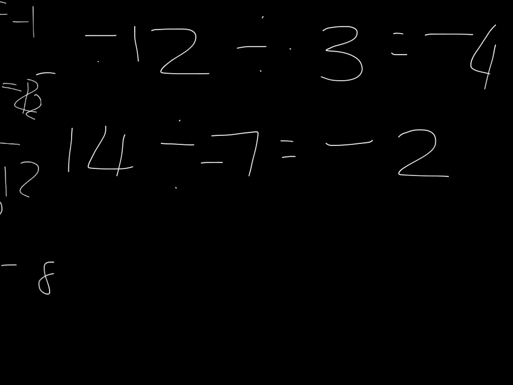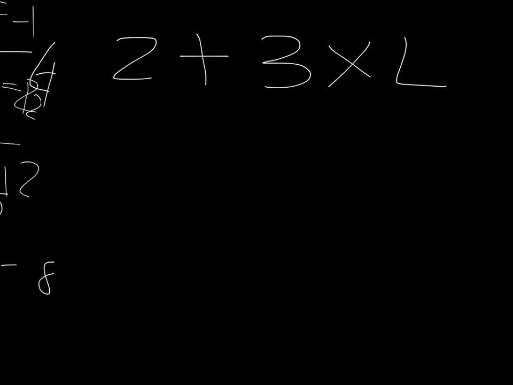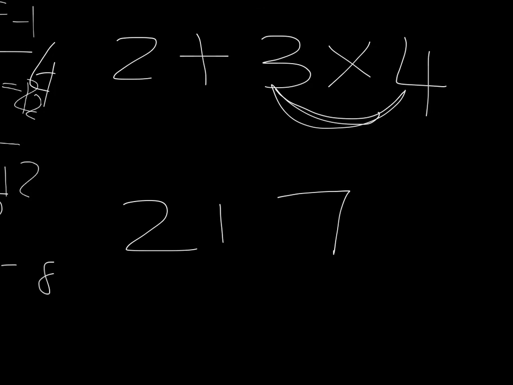Another thing to remember when you're doing this exercise is order of operations. So if you've got 2 plus 3 times 4, you start here and you go 3 times 4 is 12, and then you say 2 plus 12 equals 14. Very important that you do your times and your divide first.